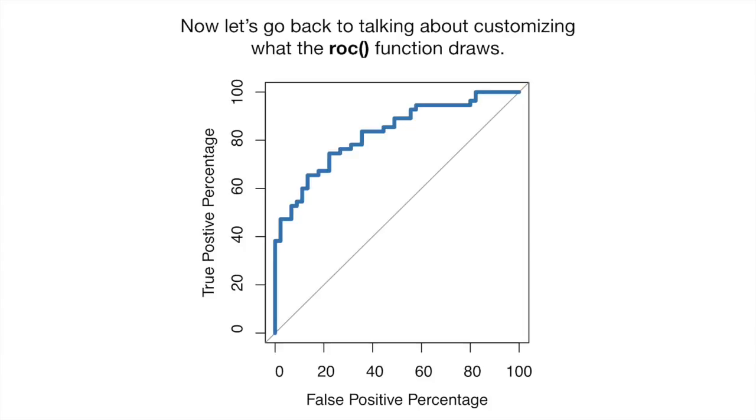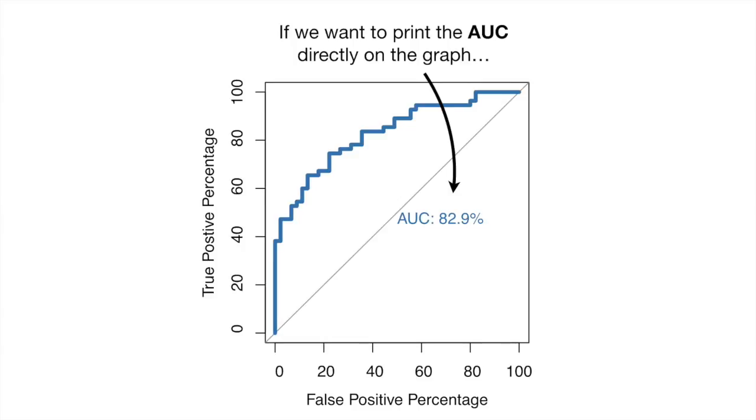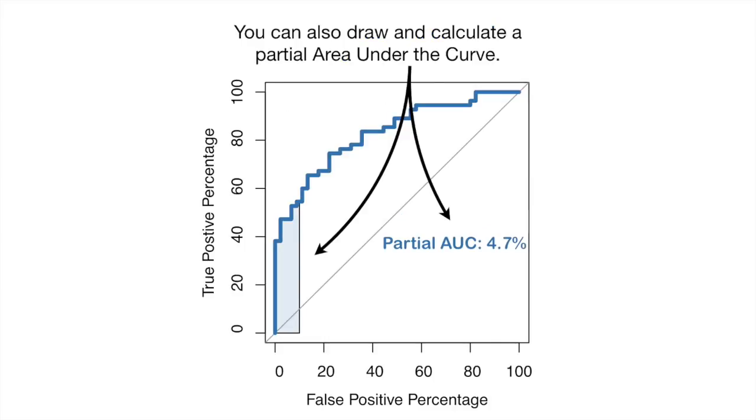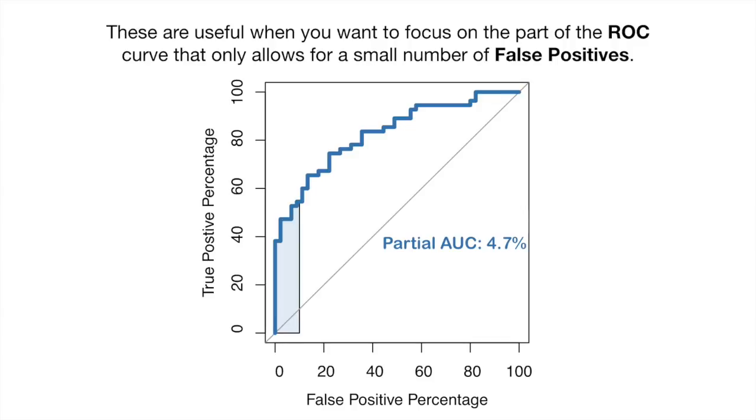Now let's go back to talking about customizing what the ROC function draws. If we want to print the AUC directly on the graph, then we set the print.auc parameter to true. You can also draw and calculate a partial area under the curve. These are useful when you want to focus on the part of the ROC curve that only allows for a small number of false positives.